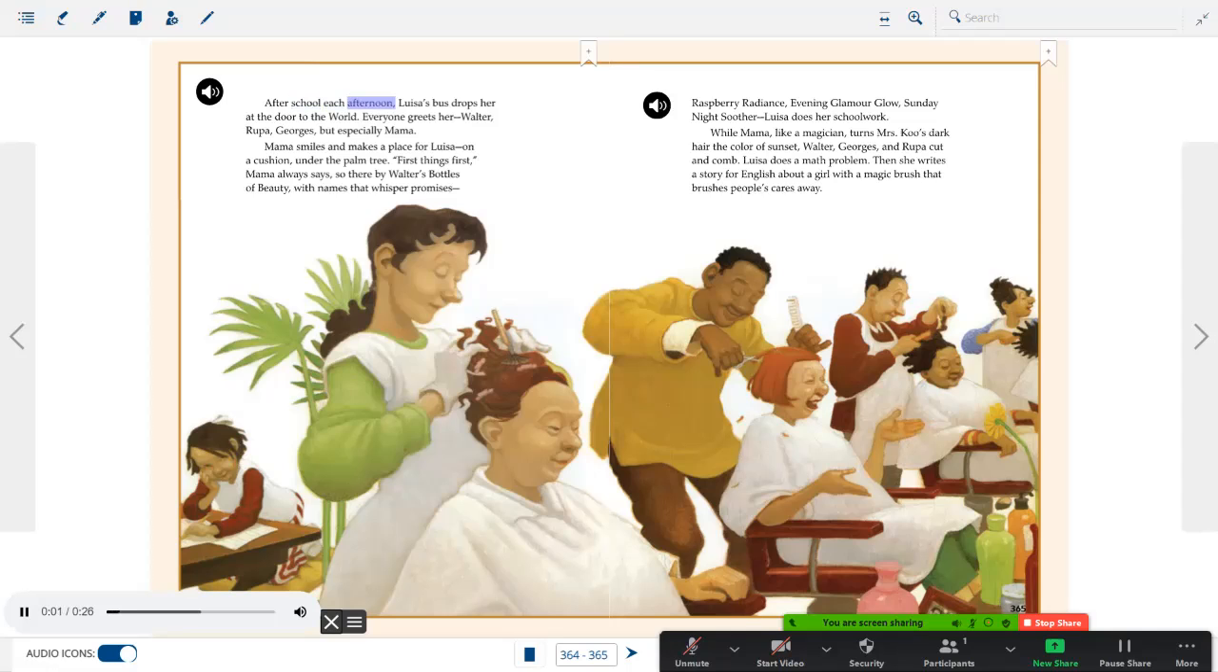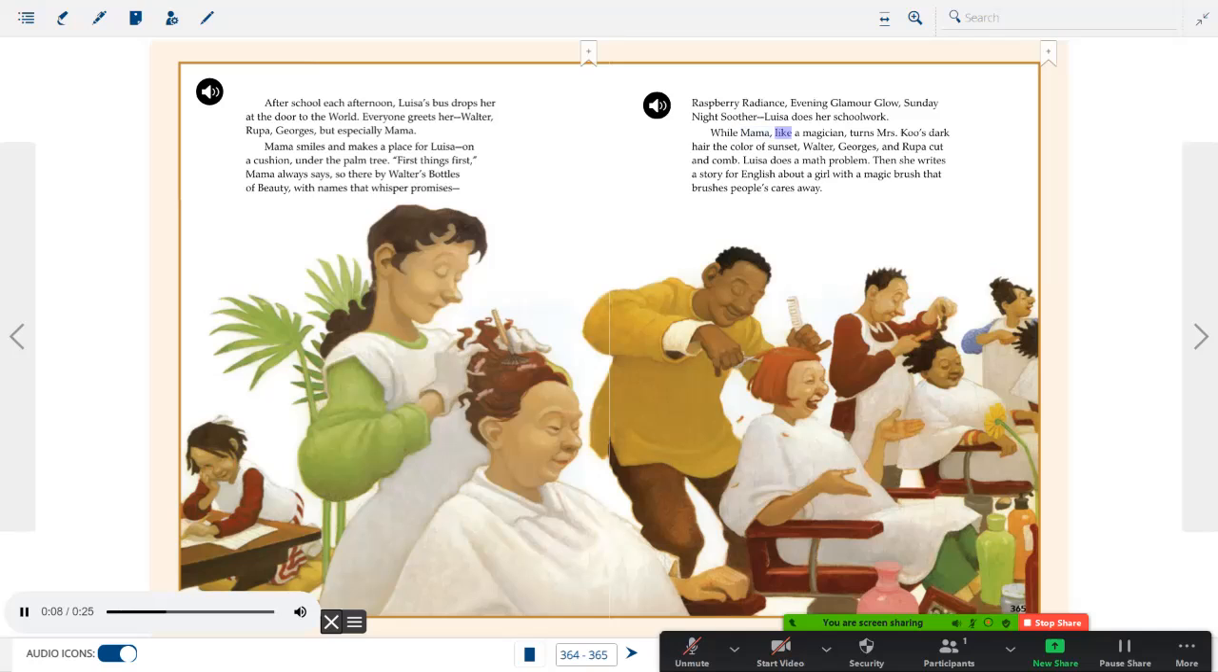After school each afternoon, Louisa's bus drops her at the door to the world. Everyone greets her: Walter, Rupa, Georges, but especially Mama. Mama smiles and makes a place for Louisa, on a cushion under the palm tree. First things first, Mama always says. So there by Walter's bottles of beauty, with names that whisper promises. Raspberry Radiance, Evening Glamour Glow, Sunday Night Soother, Louisa does her schoolwork.